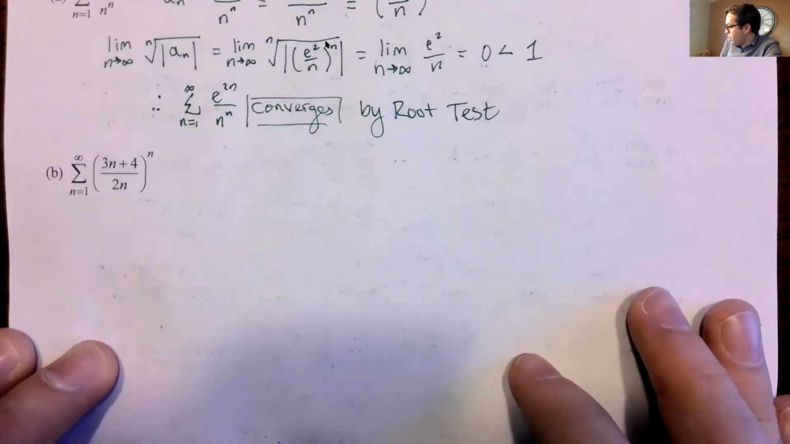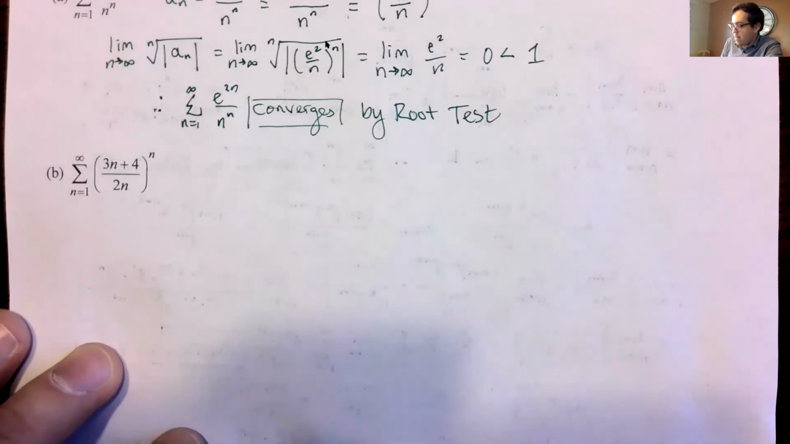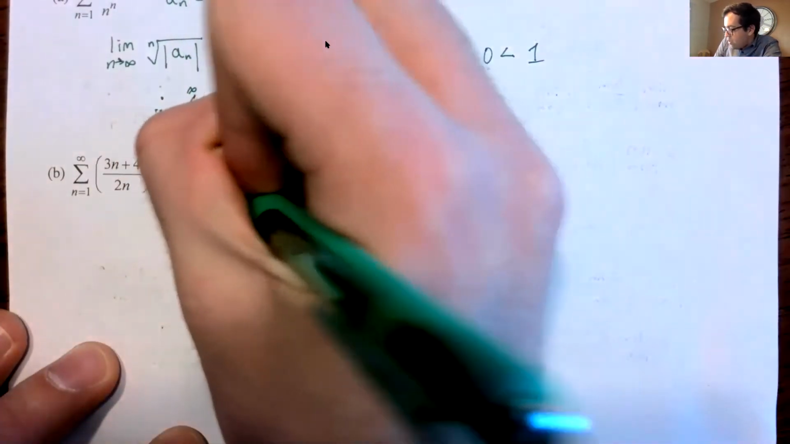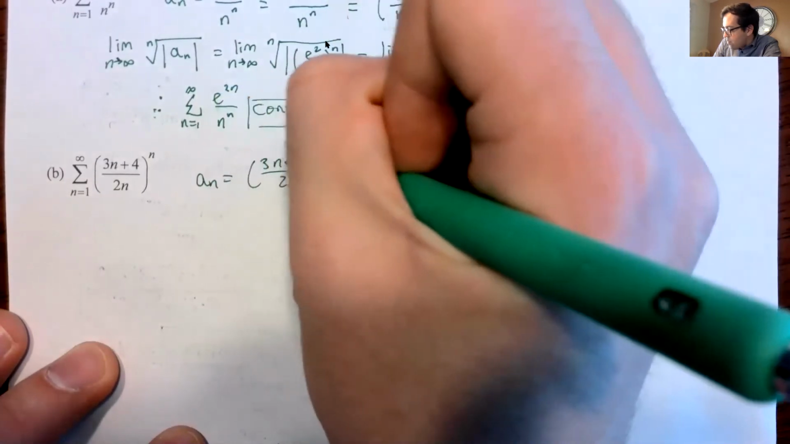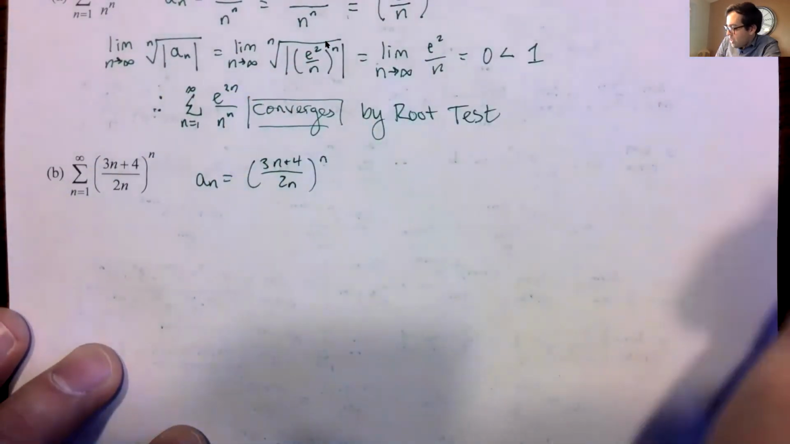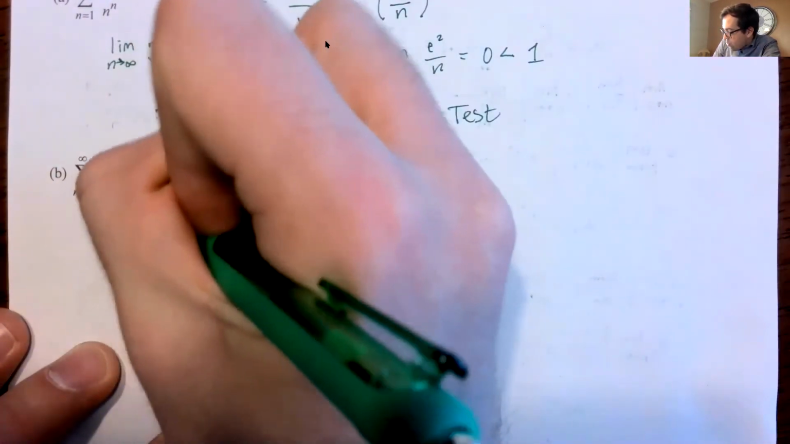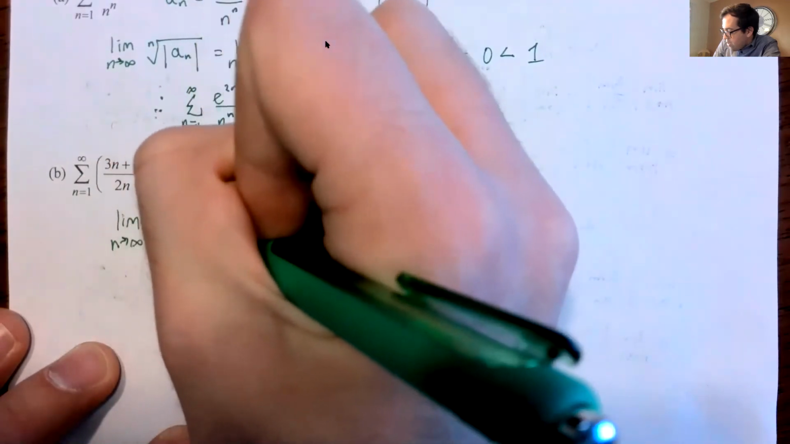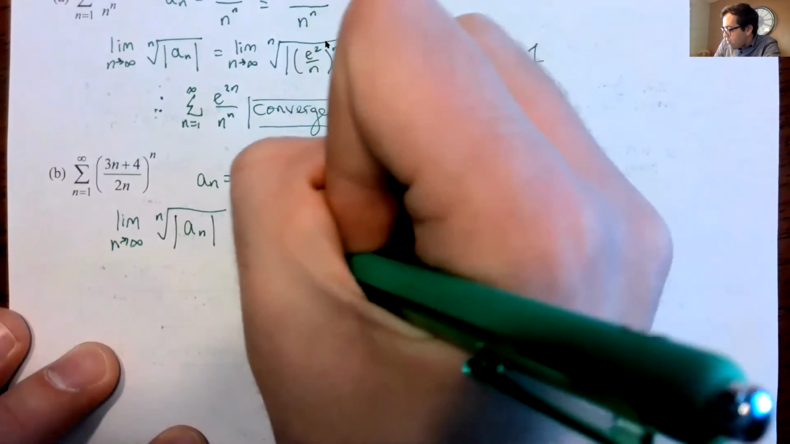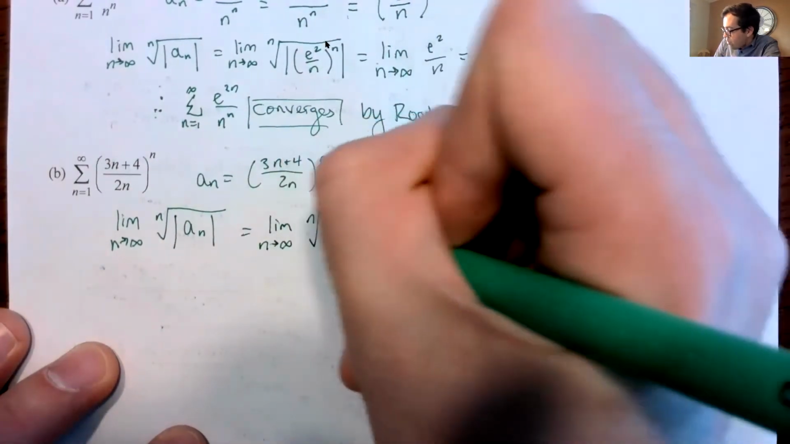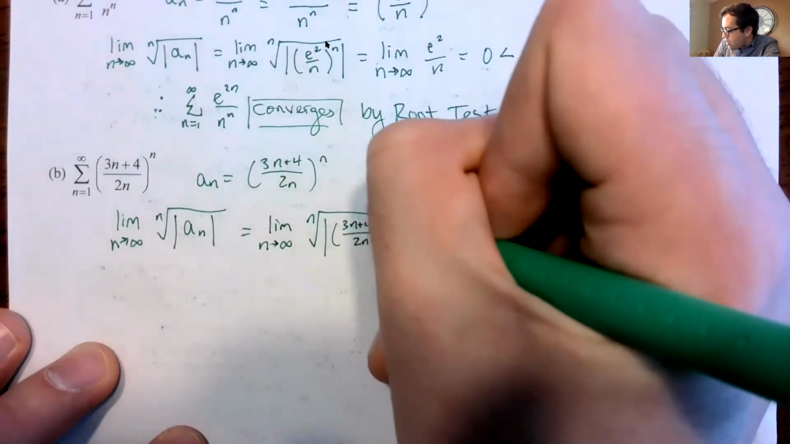Let's take a look then at letter B. Letter B is already in perfect format. It's already to the nth power. So if I wanted to list out a sub n, I'm just going to leave it the exact same way. And we can jump straight to the limit. So the limit as n approaches infinity of the nth root of the absolute value of a sub n is going to equal the limit as n approaches infinity of the nth root of the absolute value of 3n plus 4 over 2n to the n.